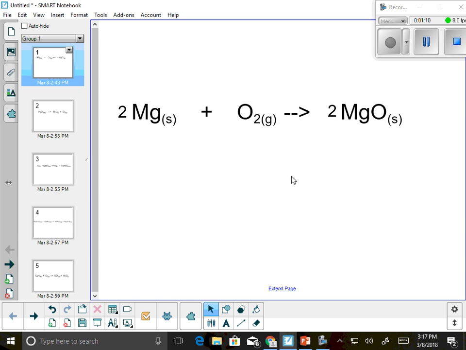If you were to see this reaction, magnesium is a silverish metal, oxygen is a gas at room temperature, and it makes a white ashy substance, the magnesium oxide.